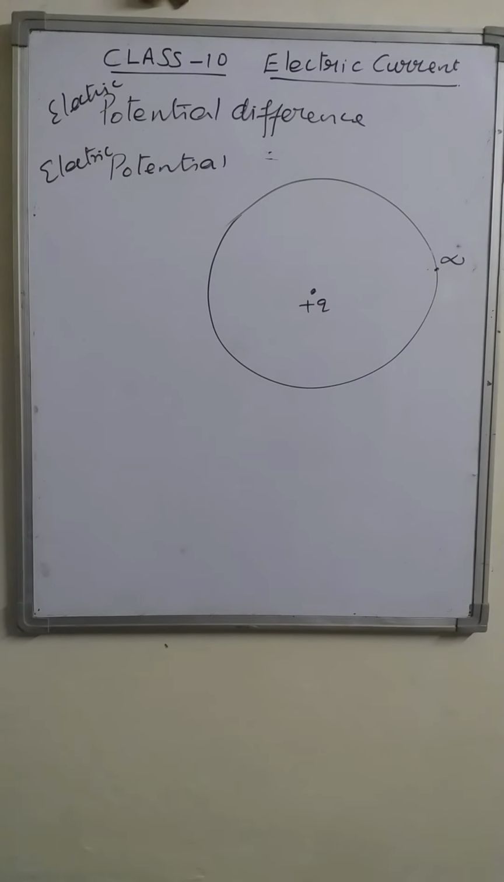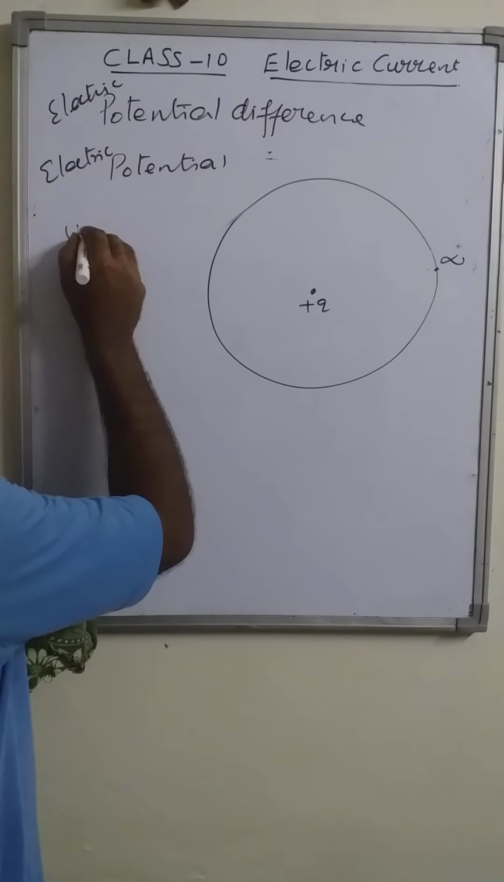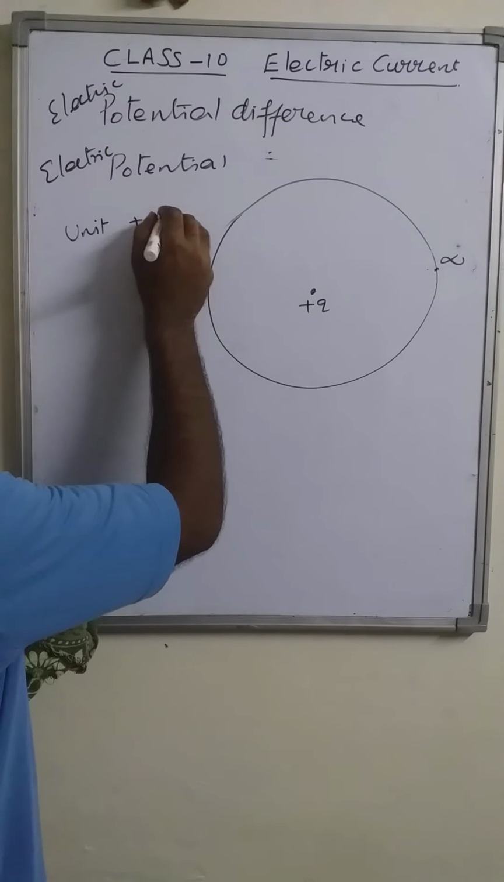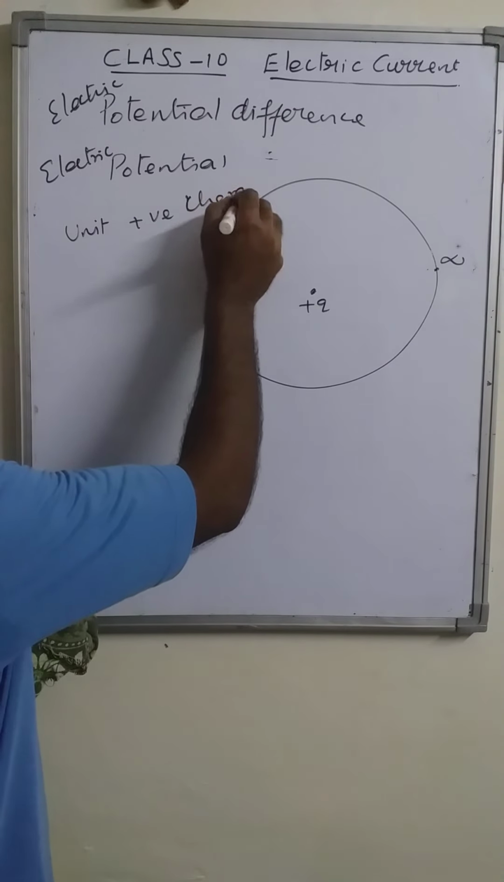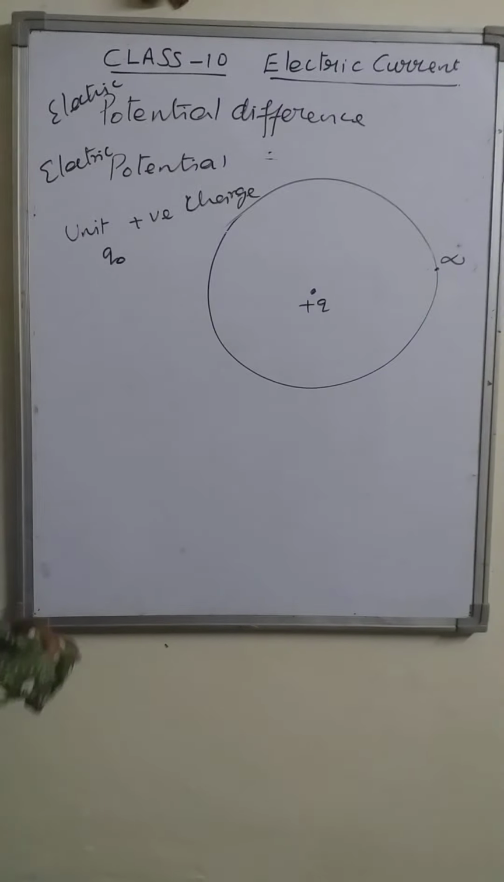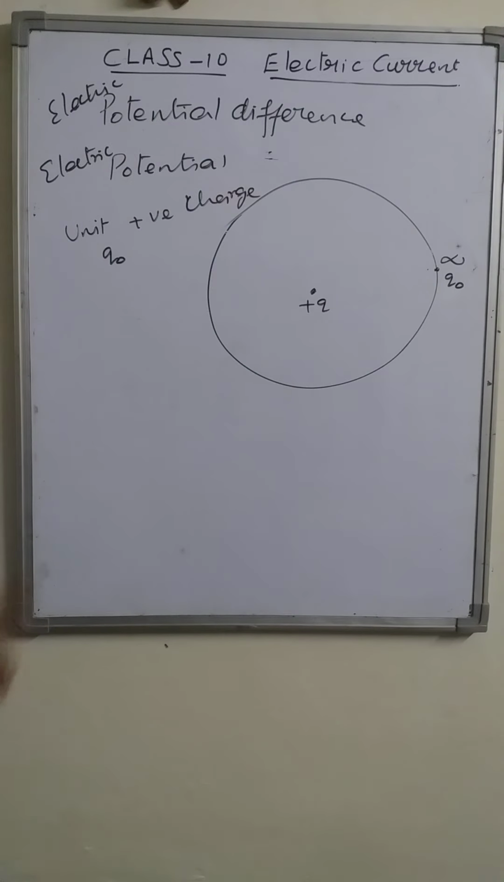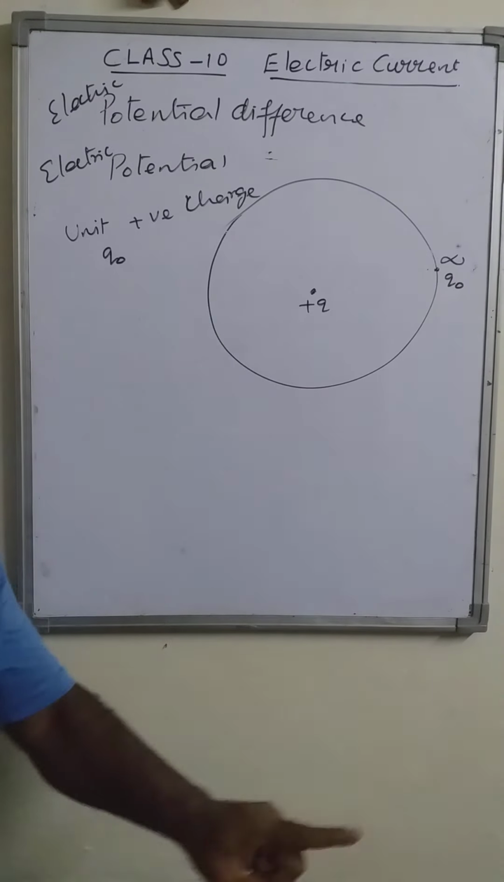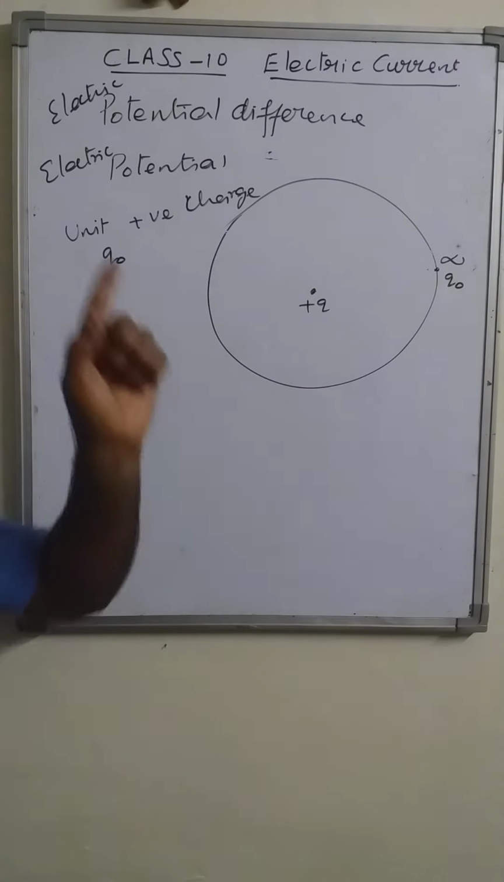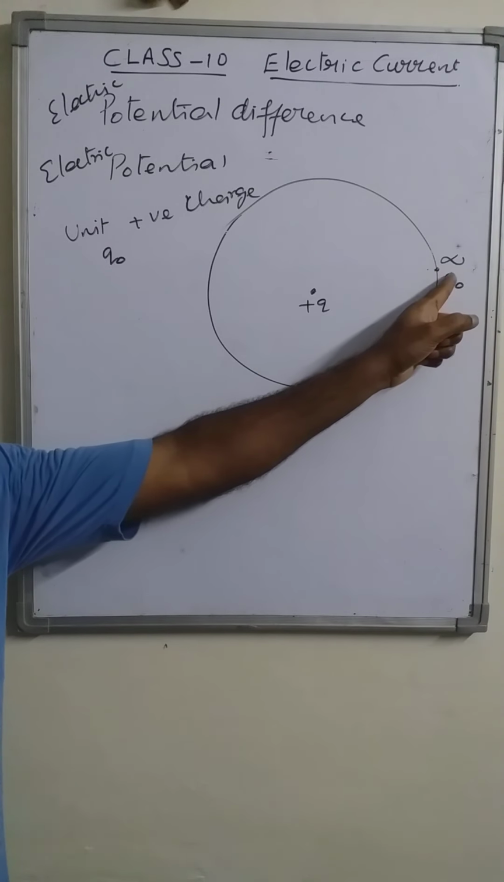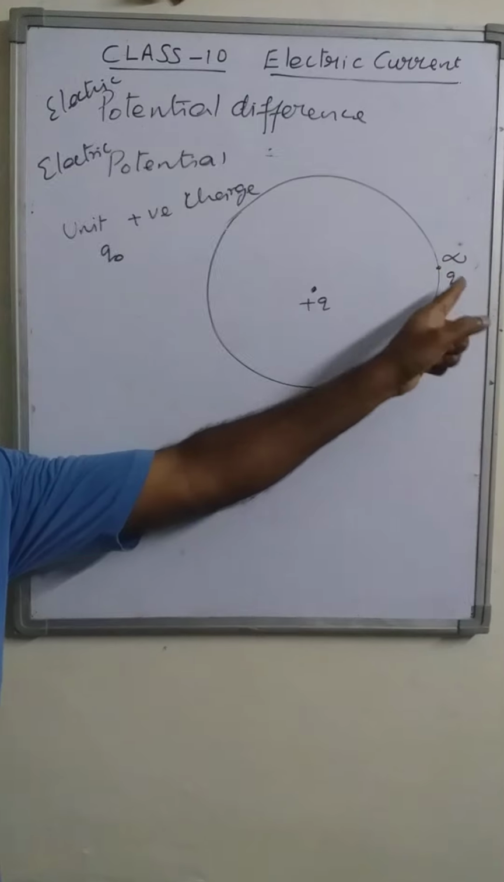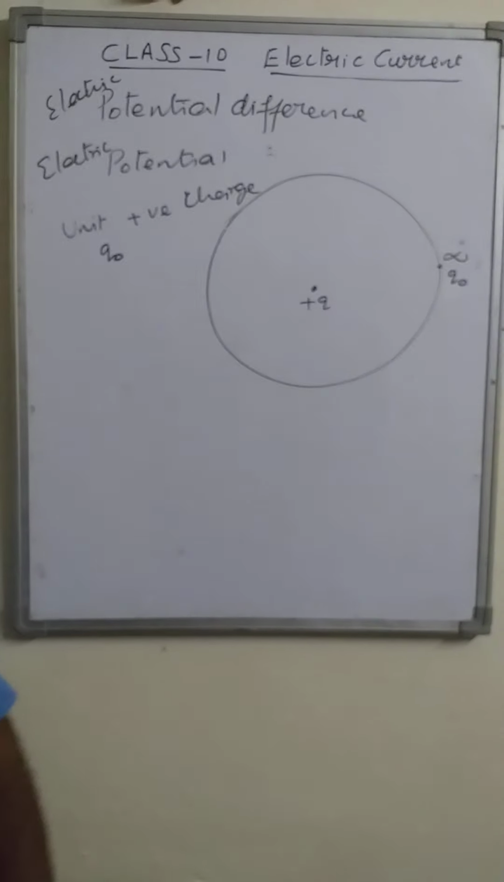Now, if we take a charge, that charge is a unit positive charge, represented by Q naught. Its magnitude is unit. It is very small. And that unit positive charge is placed at this position, so the unit positive charge is placed at infinity. Now we bring this unit positive charge from infinity to any point inside this space.